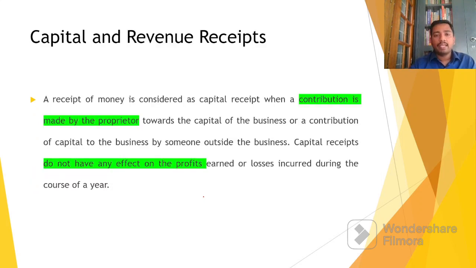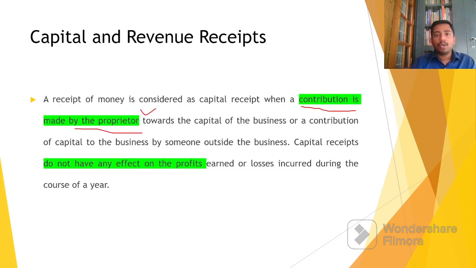So in accounting, the word capital always denotes a long term item and the word revenue always relates to a short term item. So let's discuss what is a capital receipt. You know the word capital indicates the amount which is contributed by the owner into the business. Similarly, capital receipt means the contribution of fund which is received from the proprietor towards the capital.